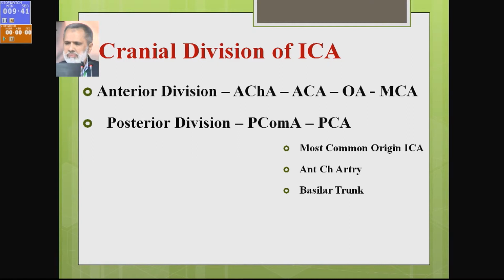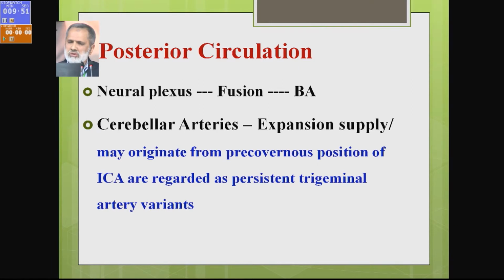As already mentioned, there are very rarely two posterior cerebral arteries coming from the basilar trunk. So this is a slide which has to be remembered when you do posterior circulation. It's another interesting point. It's nothing to do with the dorsal aorta. It's nothing to do with the internal carotid.